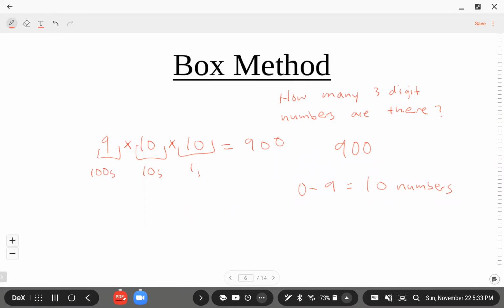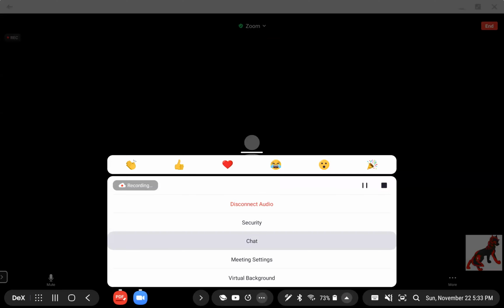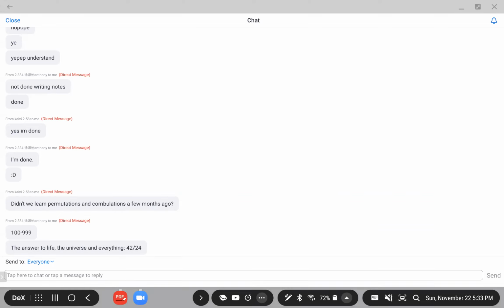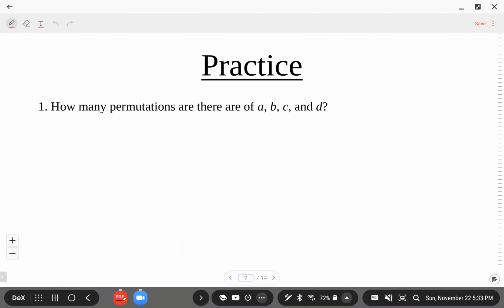Are there any questions on this box method yet? No questions? Then I'll move on. So now let's do some practice problems. The first one should be very easy. How many permutations are there of A, B, C, and D? How many permutations? 4 factorial, right? 4 factorial is 24. Next.